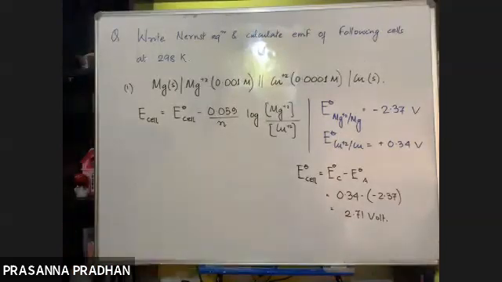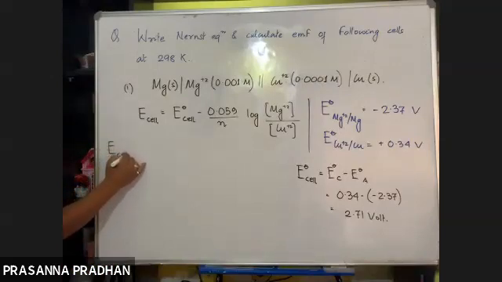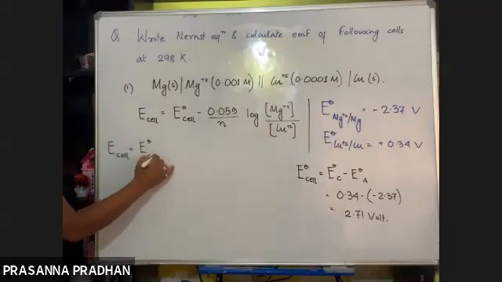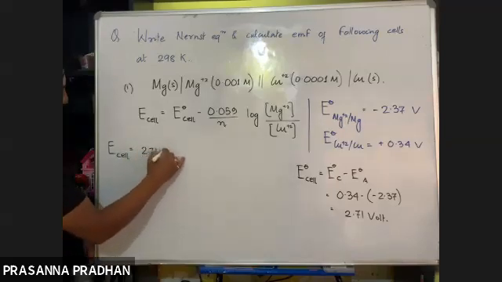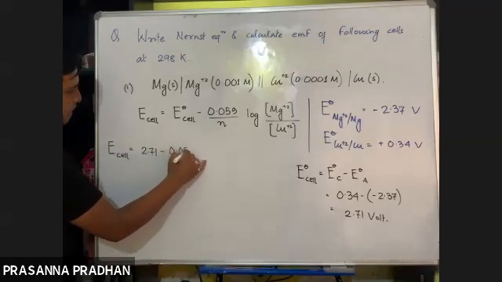Okay, E naught cell will be this 2.71 volt. Now we are in a position to calculate E cell. So E cell will be equal to E naught cell. What is the value of E naught cell? Let me substitute: 2.71 volt minus 0.059. So how many electrons are involved?